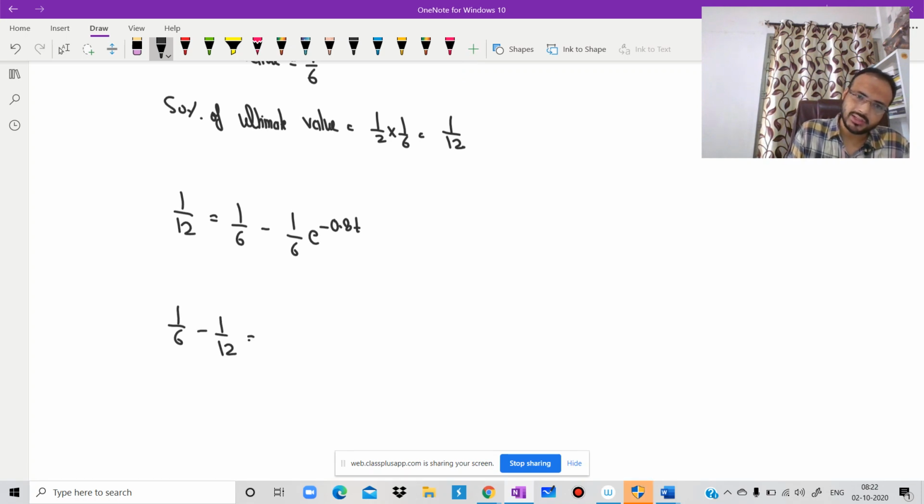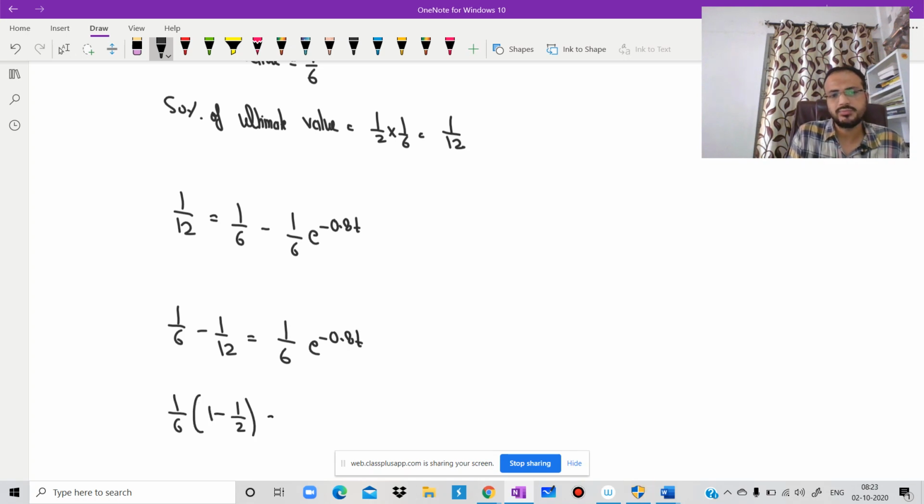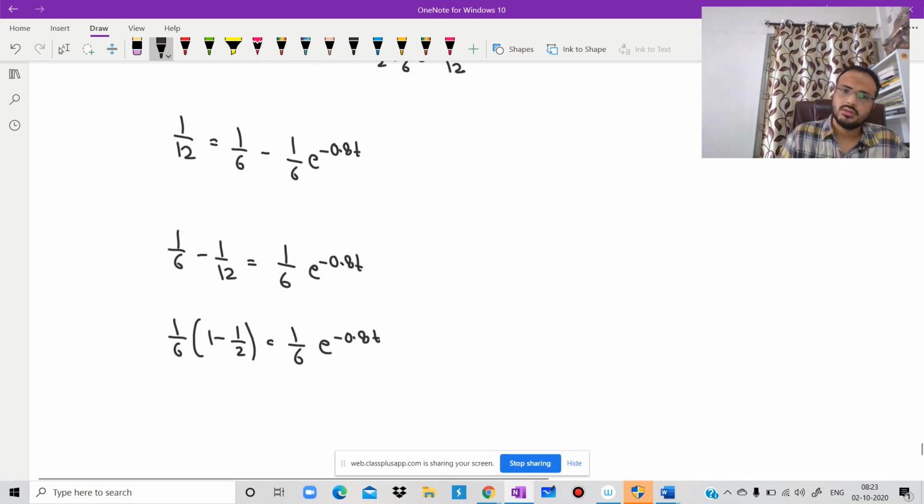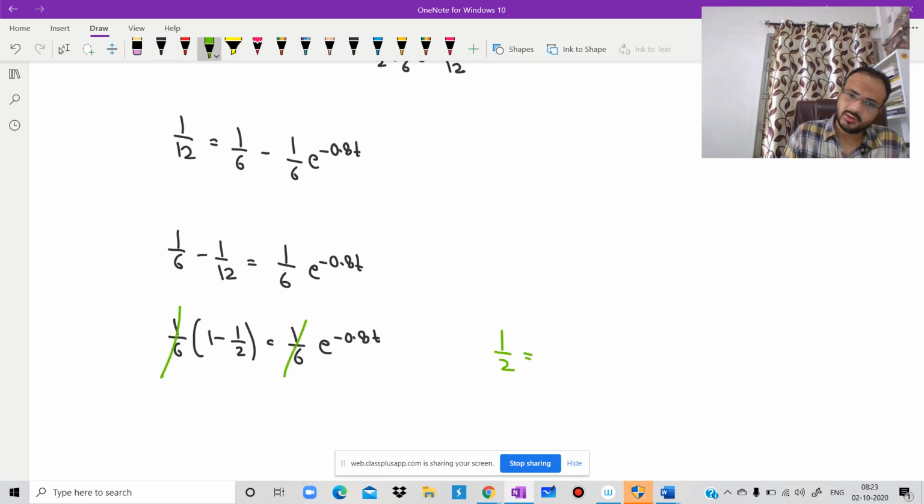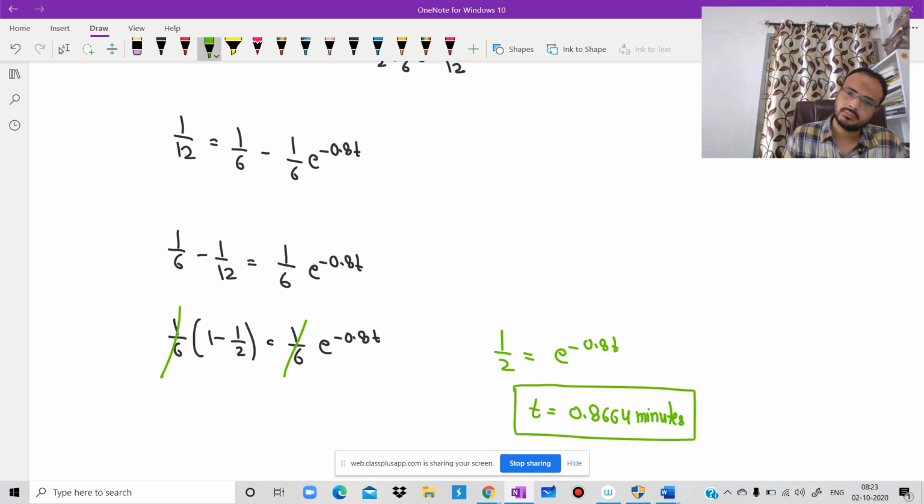1 by 6 minus 1 by 12 is equal to 1 by 6 e to the power minus 0.8t. 1 by 6 into 1 minus 1 by 2. 1 by 6 and 1 by 6 will cancel out. 1 by 2 is equal to e to the power minus 0.8t. One equation, one variable, 2 marks. t is 0.8664 minutes. That is the final answer of this question.